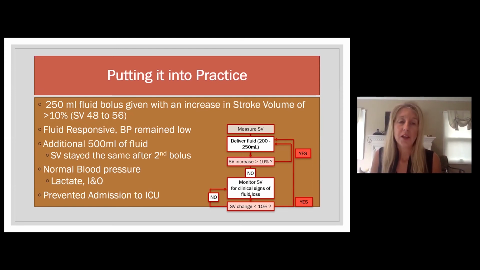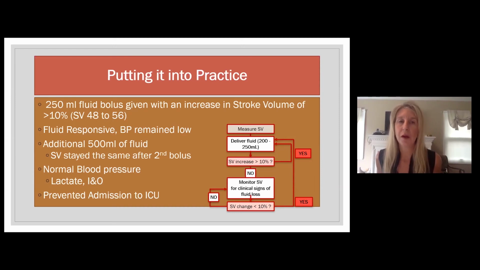I started by using the non-invasive finger cuff, and I obtained a stroke volume. It was 48. I gave a 250 ml fluid bolus over 7.5 minutes. I had 2 smart pumps running, and I obtained the stroke volume at the end of the fluid challenge, and it was 56. So what does that tell me? It went up by more than 10%, more like 15 or 17%. So that tells me that patient is on the ascending part of the Frank-Starling curve.